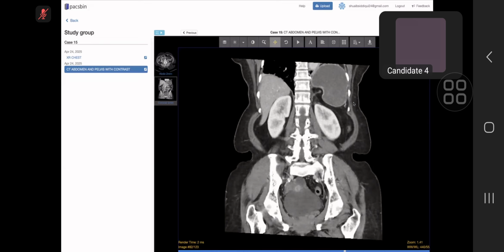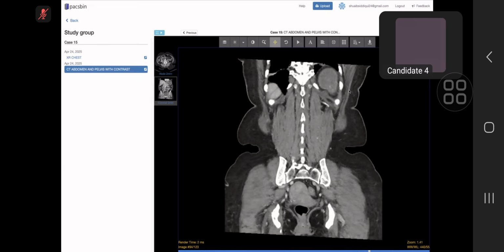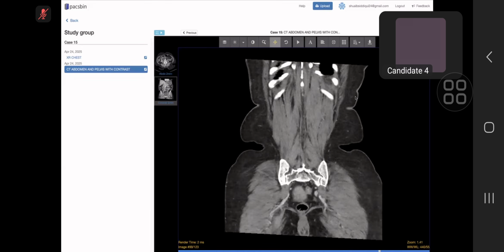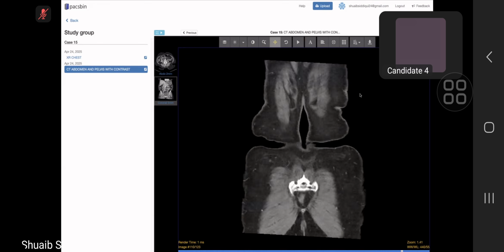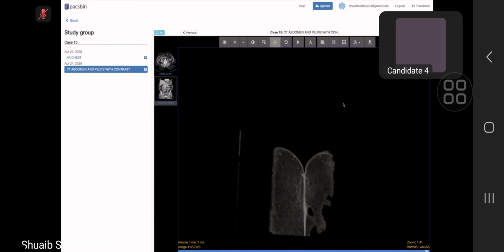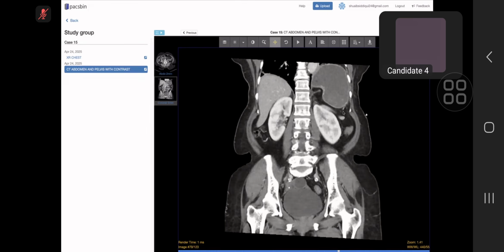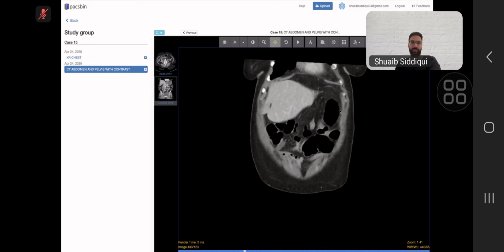Okay, 1 second. This is the gastric fundus. Okay, I will see it again. Sorry, the scroll is actually. Okay, you just tell me, which one do you think it is?